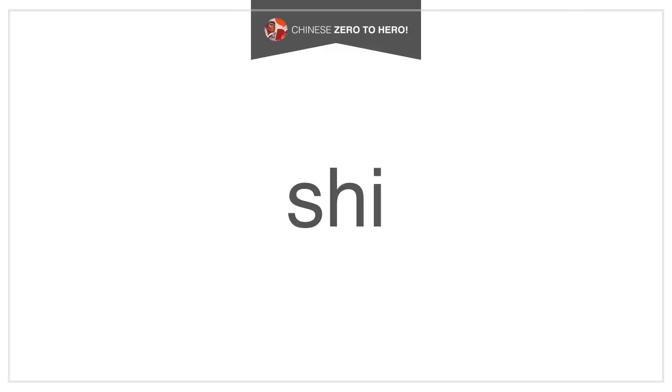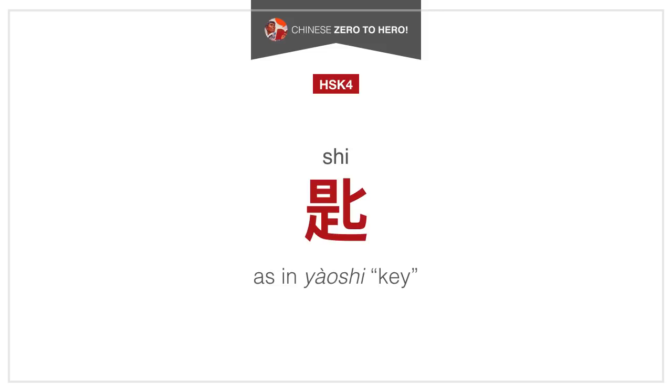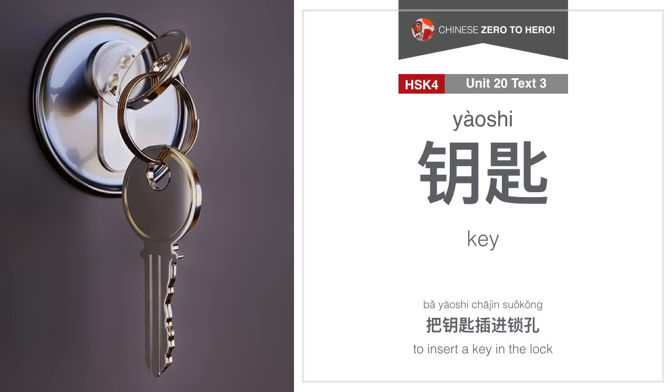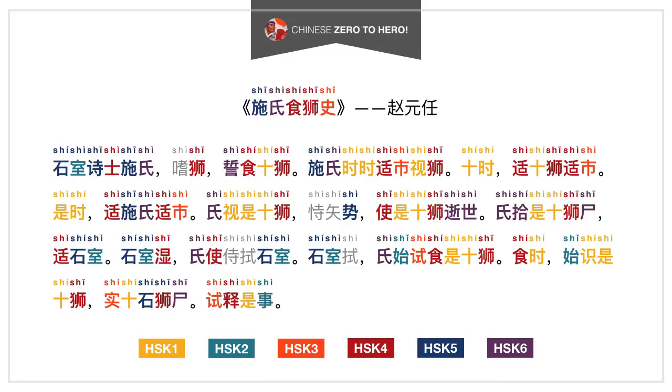And finally, let's do the sh character with a neutral tone. This character is typically pronounced 时 with a second tone, but in the word 钥匙, it's pronounced with a neutral tone. And 钥匙, which we learned in HSK 4, Unit 20, Text 3, means a key. 把钥匙插进锁孔 to insert a key in the lock. 钥匙. Awesome. So we've learned all the HSK words with this sound.